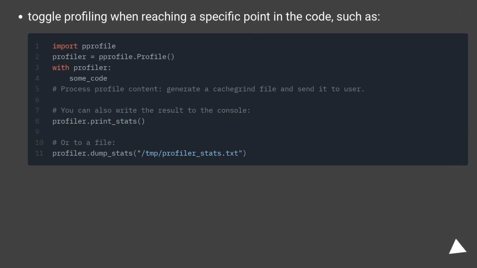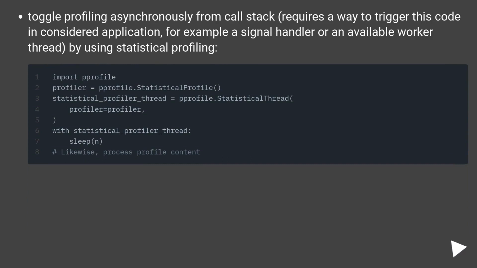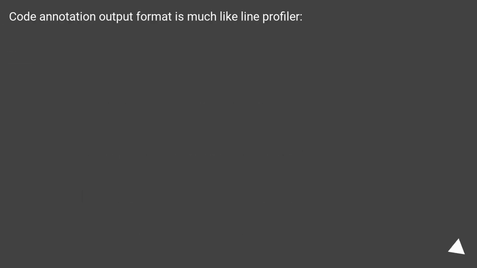Toggle profiling when reaching a specific point in the code, such as... Toggle profiling asynchronously from call stack requires a way to trigger this code in the considered application, for example a signal handler or an available worker thread, by using statistical profiling. Code annotation output format is much like line_profiler.